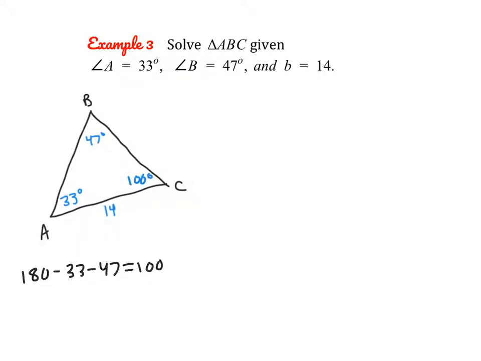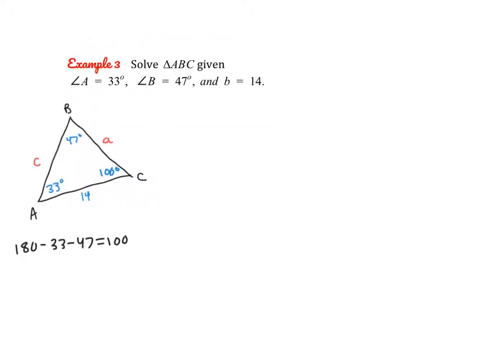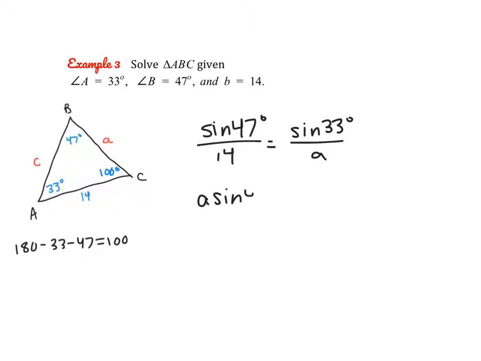So now we have two sides we still have to find. We have to find side C and side A. So we are going to need to set up two different equations. So our first one, the information that I know is right here. So I can say sine 47 degrees over 14. And let's say we want to find side A first. I know that side A goes with 33 degrees. So I can say sine of 33 over A. And now I can cross multiply.